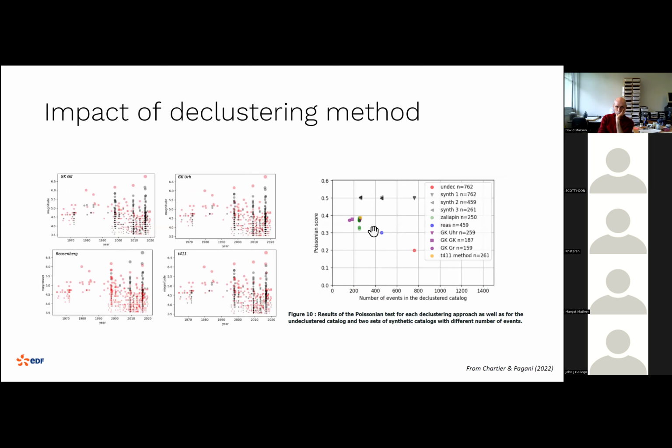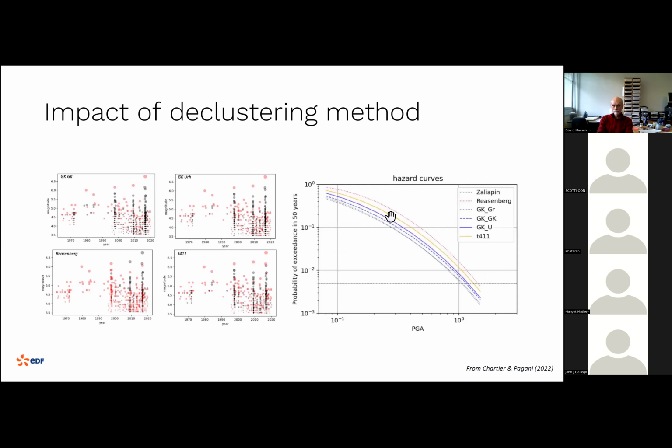It's very interesting. But what we can see is that from one method, the different methods are colored dots here, you see that from one method to the other, the Poissonian score, which is 0.5 for a synthetic Poissonian catalog, is not constant actually. So they are not producing exactly a Poissonian catalog. And some methods are worse than others, and it also depends on the original catalog. So this is something to consider, because in the end, this has an influence on the hazard curve.